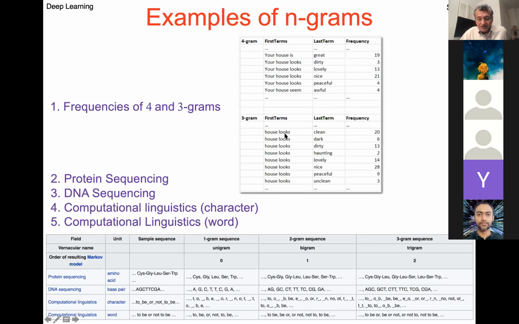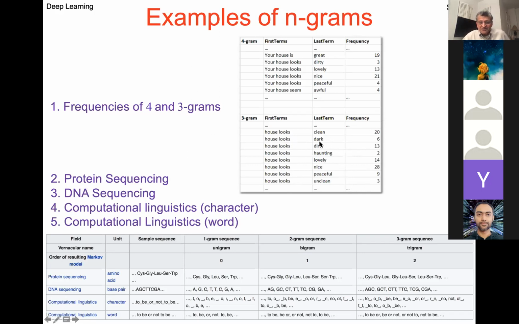A 3-gram would have first terms 'house looks clean'. This one is more like a conditional probability here. 'House looks clean', dark, dirty, haunting, lovely, nice, peaceful, unclean. So we are calculating the probability. This is the frequency. How often do they occur? It's the count. For probability you'll have to divide by the total number of all of these. How many did you have here? Divide by that. Or you have to add all of these and divide by that to make it a probability.